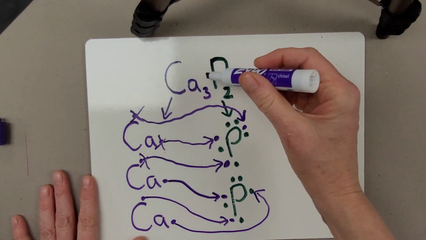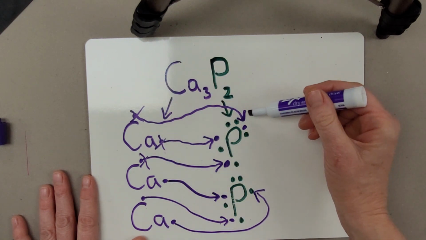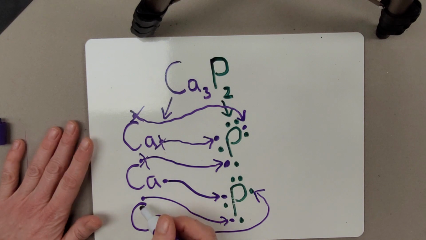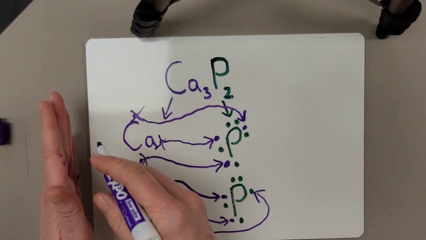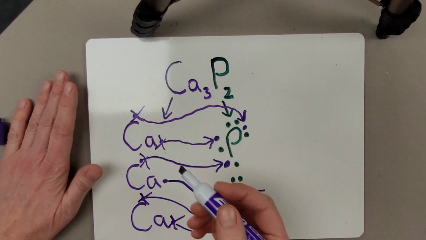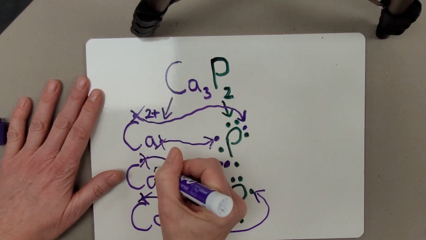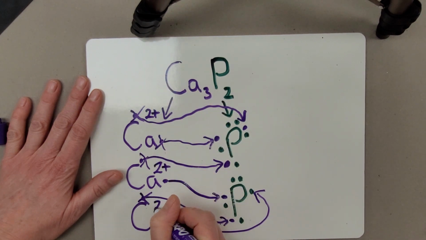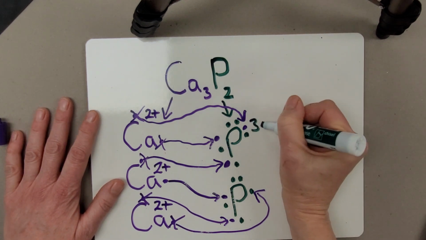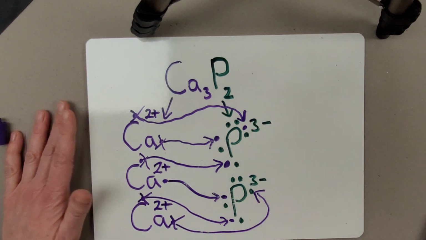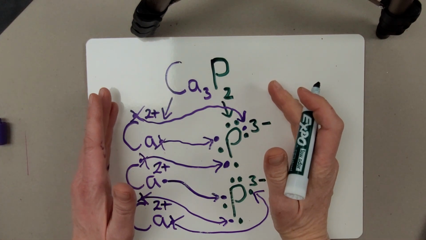We've got 3 calciums, each giving 2 electrons to 2 phosphides, which each take 3. And so we end up with 6 plus total on this side, 6 minus total on this side, but we're going to write out those individual charges. Each calcium lost 2, so we got 2 plus, 2 plus, 2 plus, and each phosphide gained 3. So that's a 3 minus and a 3 minus.